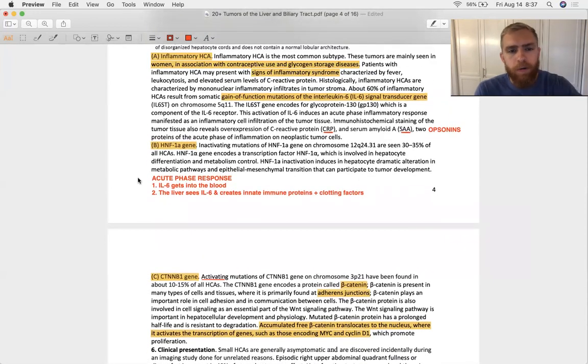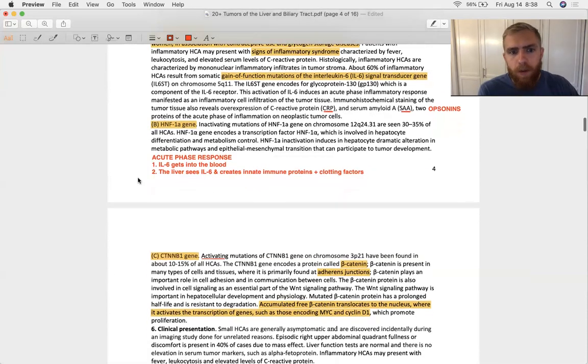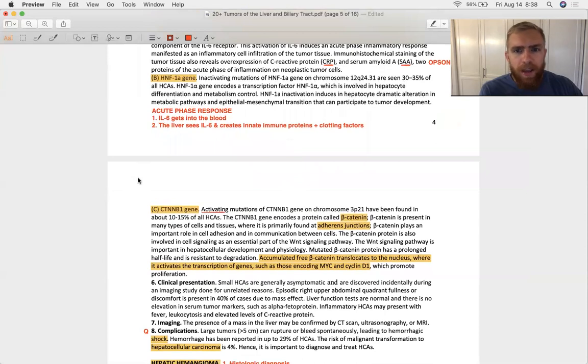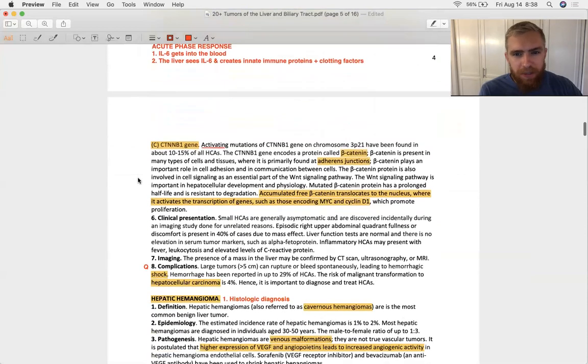The inflammatory response is also called the acute phase response, because it's the first thing that happens whenever you do get an infection or injury. You make a lot of IL-6, the liver sees that IL-6, and it's going to be making clotting factors. Most clotting factors are synthesized in the liver, and it's going to be making complement proteins and various other immune proteins. So, the HNF1A gene and the beta-catenin gene.